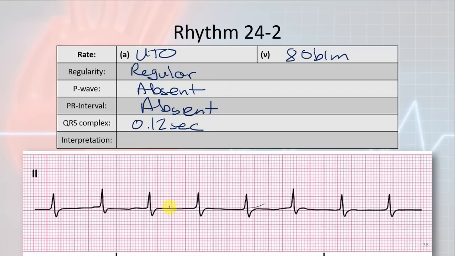What I would do, though, is in this situation, I would do a 12 lead. What is my underlying rhythm? It's at 80 beats a minute. It's regular, no P wave, so I would say that this is an accelerated junctional rhythm.